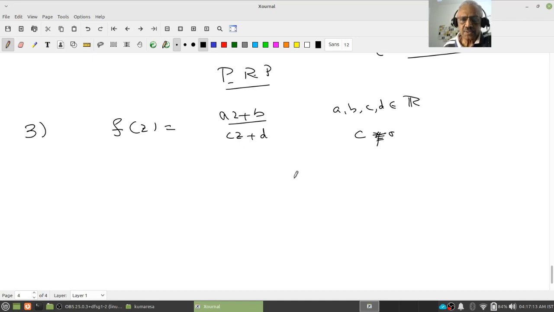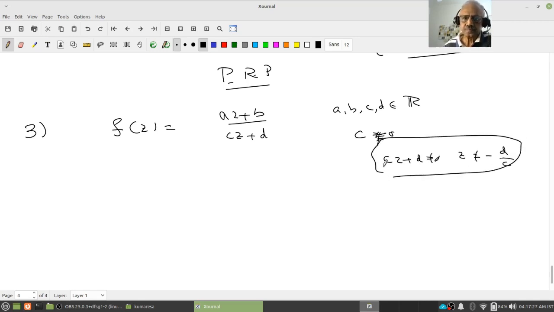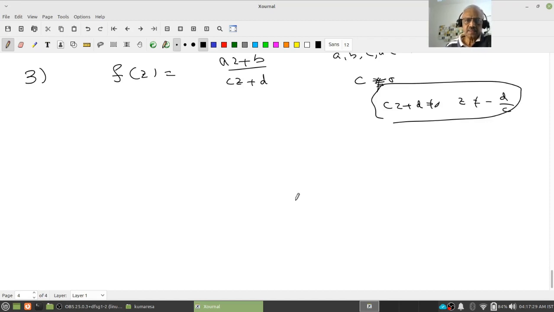So I want to know when this is going to be continuous, and what are the values? So cz plus d should not be equal to 0, therefore z should not be equal to minus d by c, etc. Okay, right. So I want to know when f is continuous. Okay, this is for z in some neighborhood containing infinity. So I have to define what f of infinity is. Right? What does your intuition say?